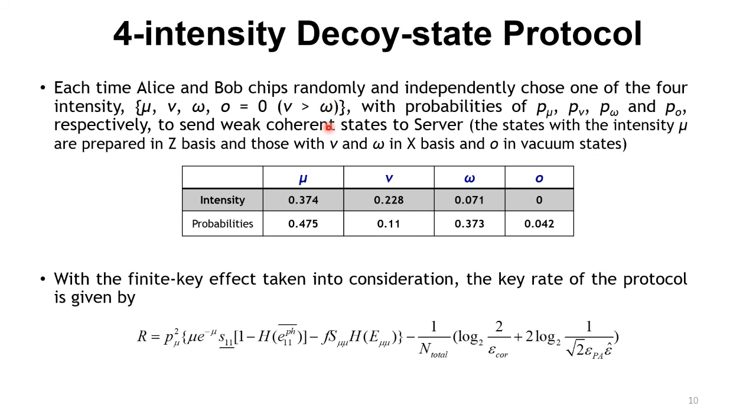In the demonstration, we implement a 4-intensity decoy state MDI-QKD protocol, and the intensities are determined according to the configurations of our chip-based system. And the corresponding probabilities are also listed here in this table. With the finite key effect taken into consideration, the key rate of the protocol is given by this equation.